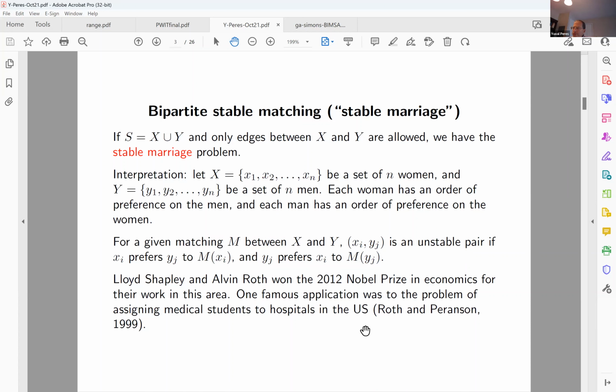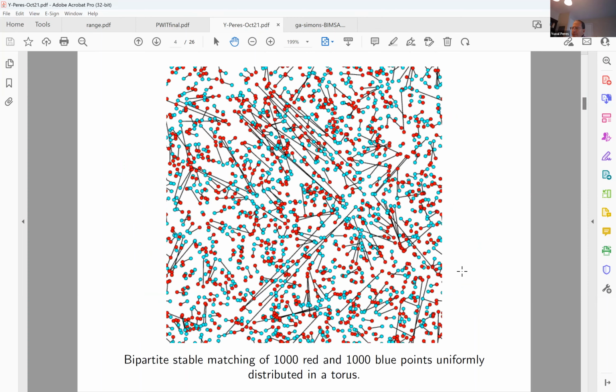Okay, and here is a picture of the bipartite stable matching of 1,000 red and 1,000 blue points. And so stability is a nice criterion, but it's very different from global optimality. By the way, the points, I didn't say, are on a torus, so we have periodic boundary conditions in this picture. So points connect across these boundaries.